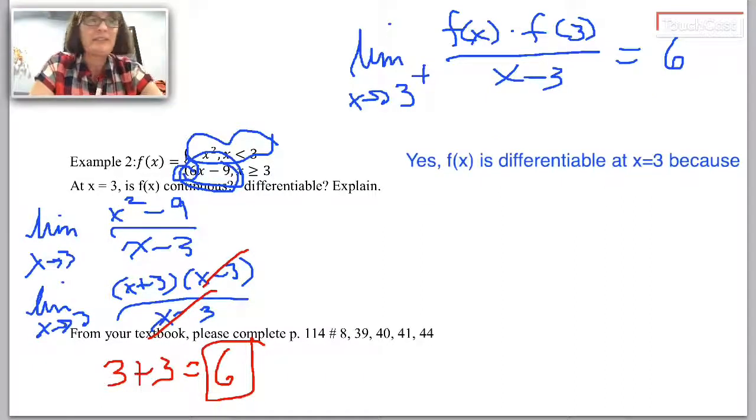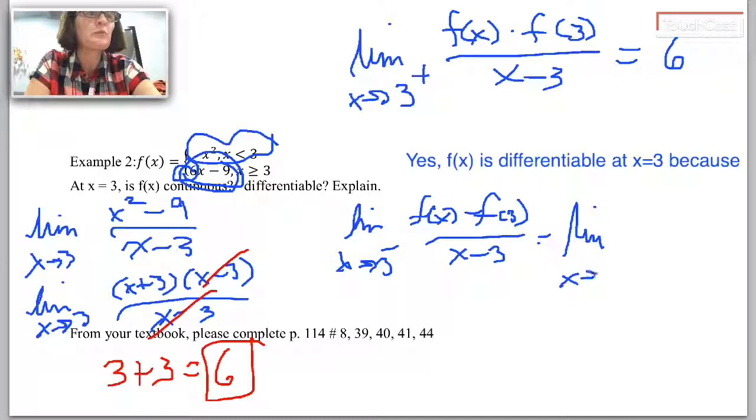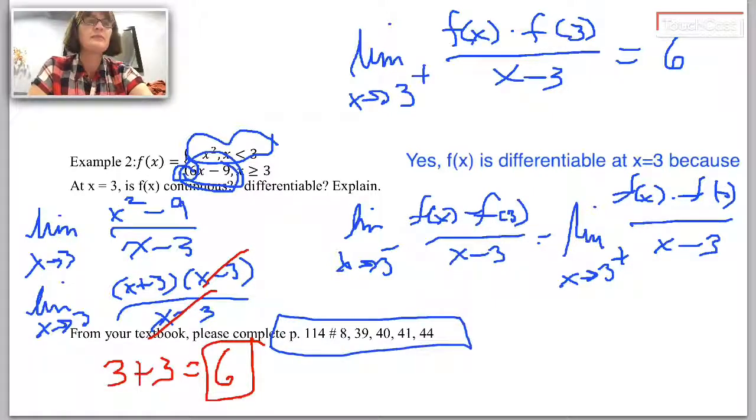Yeah, I switched to typing so it's easier to read. Yes, f of x is differentiable at x equals 3 because the limit as x approaches 3 from the left of f of x minus f of 3 over x minus 3 equals the limit as x approaches 3 from the right of f of x minus f of 3 over x minus 3. That's that formal definition for differentiability that you wrote into your notes and that you wrote onto your important facts paper. So there's a textbook assignment for you, and we'll see you in class tomorrow.